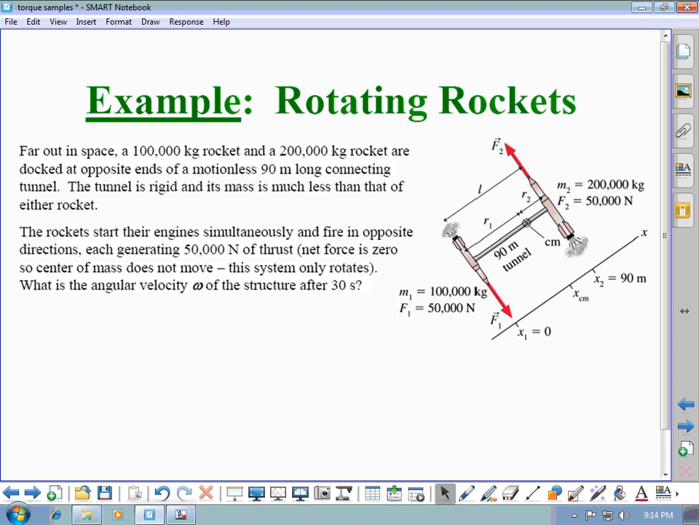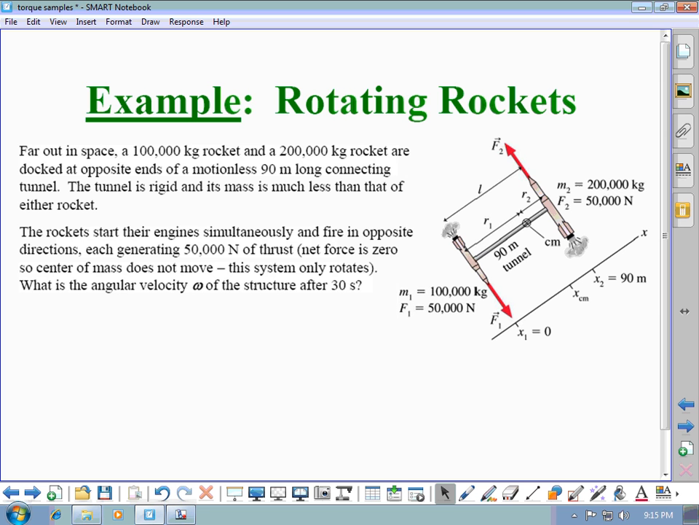The rockets start their engines simultaneously and fire in opposite directions, each generating 50,000 newtons of thrust. Because those forces are opposite each other, the net force is zero, and that means that the center of mass does not move. There's no acceleration of the center of mass. Since it was not moving initially, it stays at rest. So the center of mass stays stationary, and all that happens is these rockets rotate around. And what we want to do is figure out what the angular velocity is after 30 seconds.